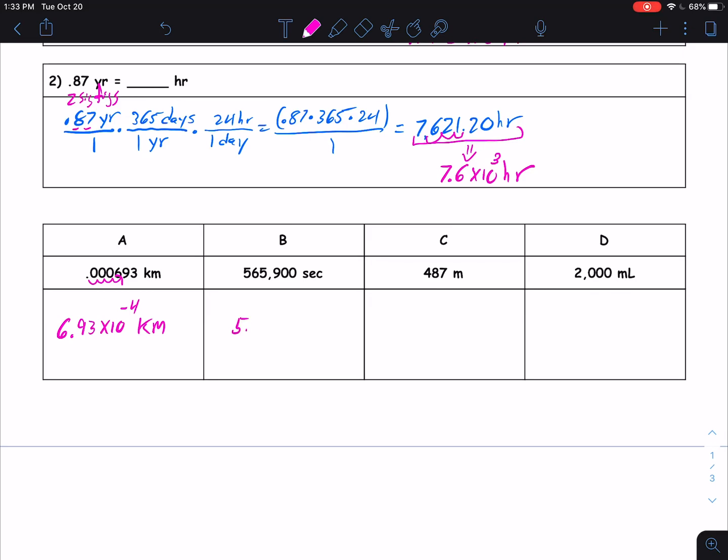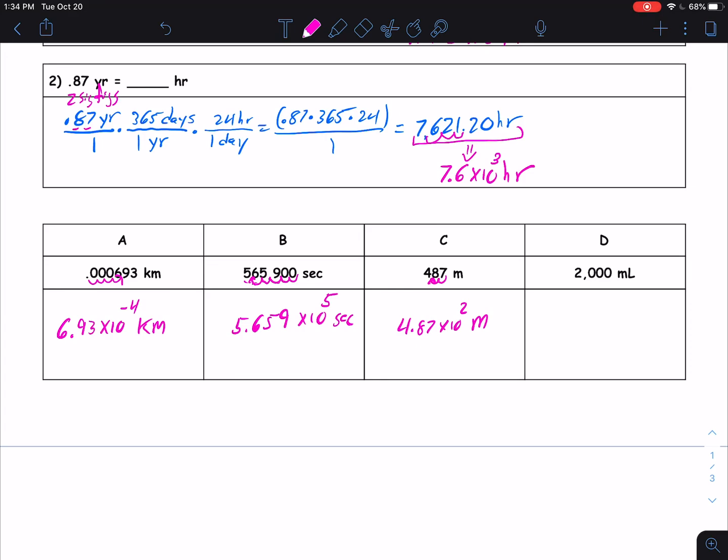Write B in scientific notation. B would come out to 5.659, because we've got to keep all of the significant figures, times 10 to the 5th seconds. Even though it looks easy, still write C in scientific notation. That's going to come out to 4.87 times 10 to the 2nd meters, because we moved it 2 places.